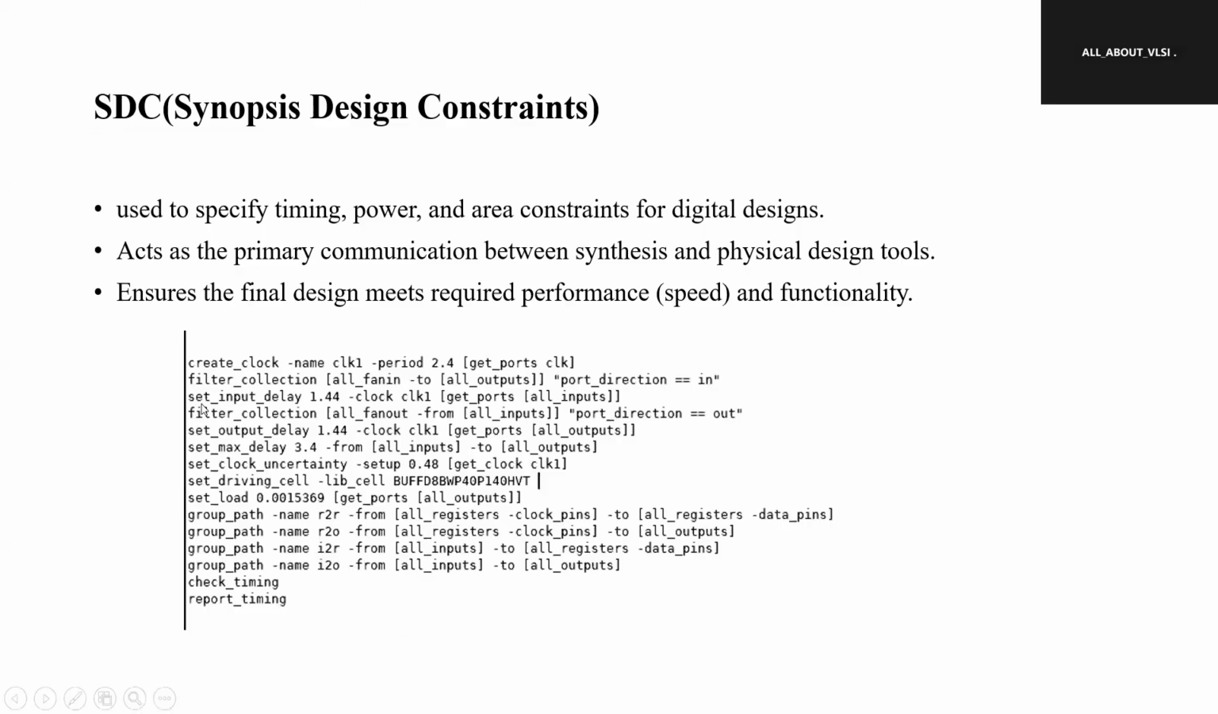So this is the thing. See here, we are creating the clock. I named that clock CLK1, and here we are defining the period, and we are setting the input delays, output delays, how much max delay, uncertainty values, and driving cell. And here we are also creating some group paths. All this information is present in SDC. This SDC file is one of the inputs we give to synthesis, right?